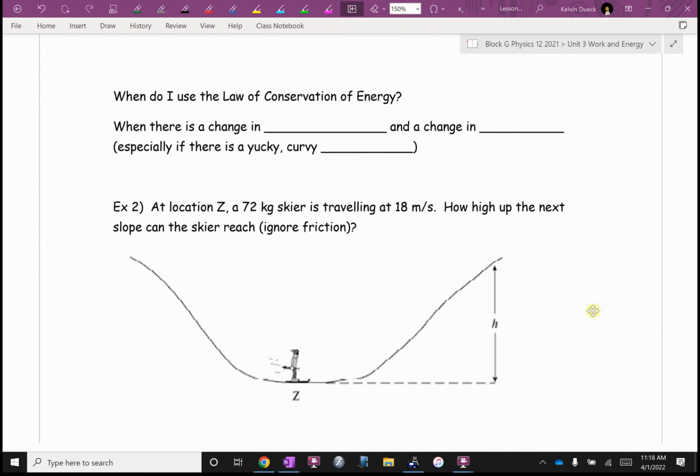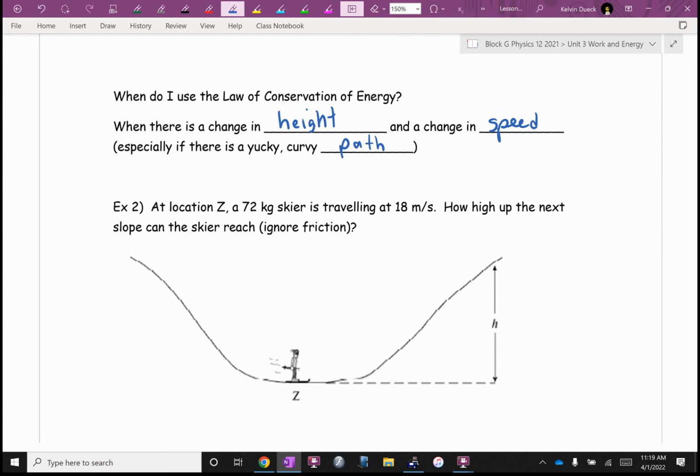So, when do I use the law of conservation of energy? Well, I've always tried to give you a bit of a trigger. Is there a projectile T-table? Forces, mu, free body diagram? When am I going to use conservation of energy? When there's a change in height, when there's a change in speed, and especially if there is a yucky, curvy path, then you want a scalar-based approach. Okay?